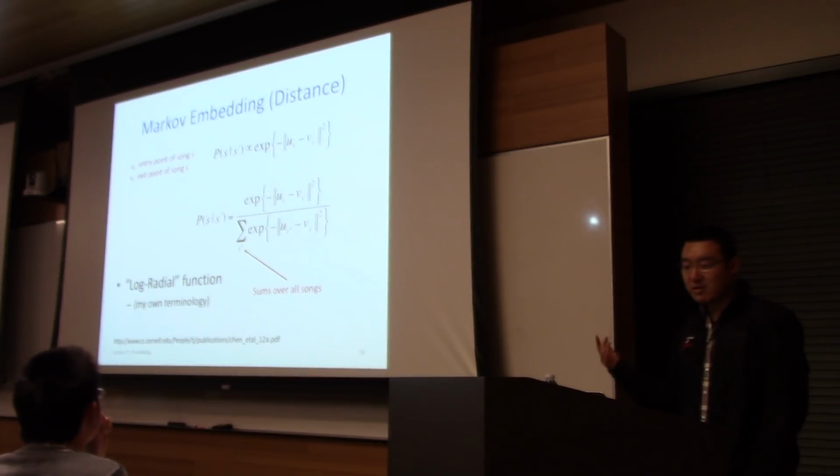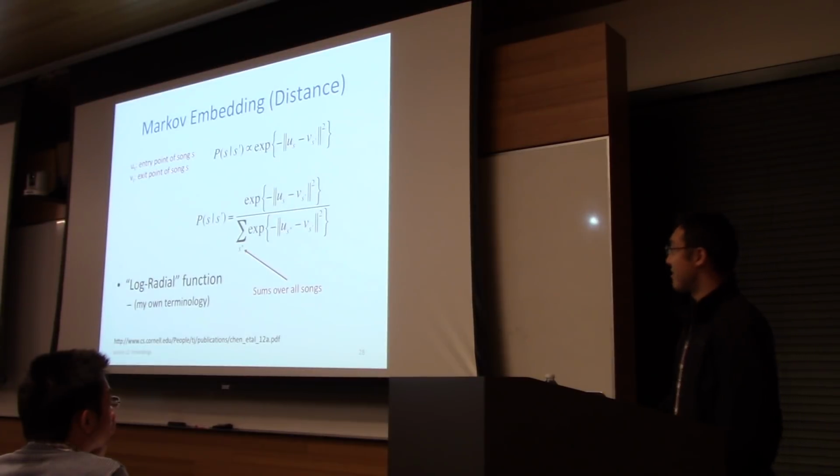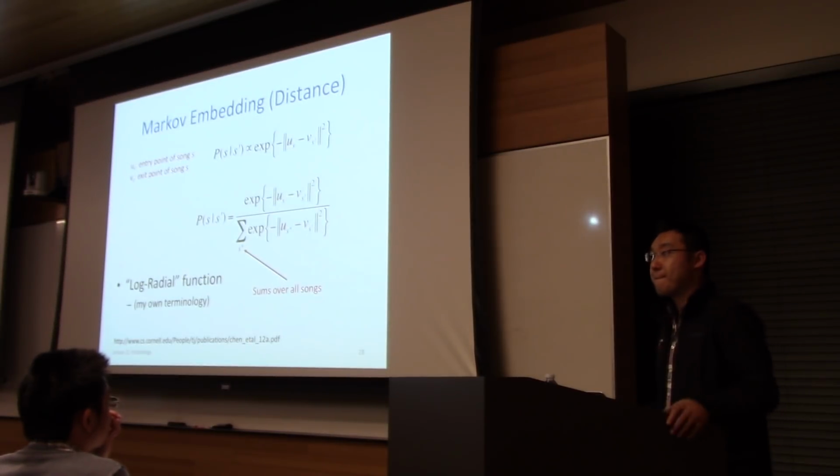So, you know, we call logistic regression log linear. We could think of this as sort of log radial, right? And you'll see what that means. You'll see the intuition behind that in the next slide. But any questions on this so far?